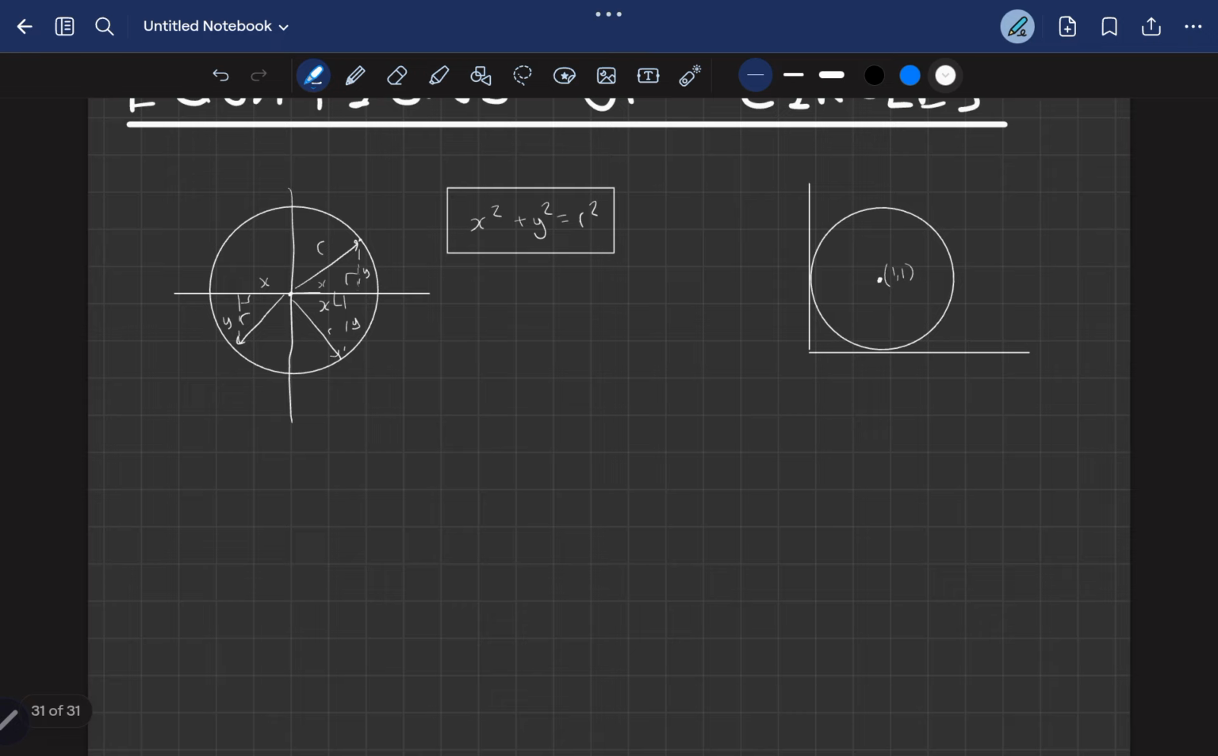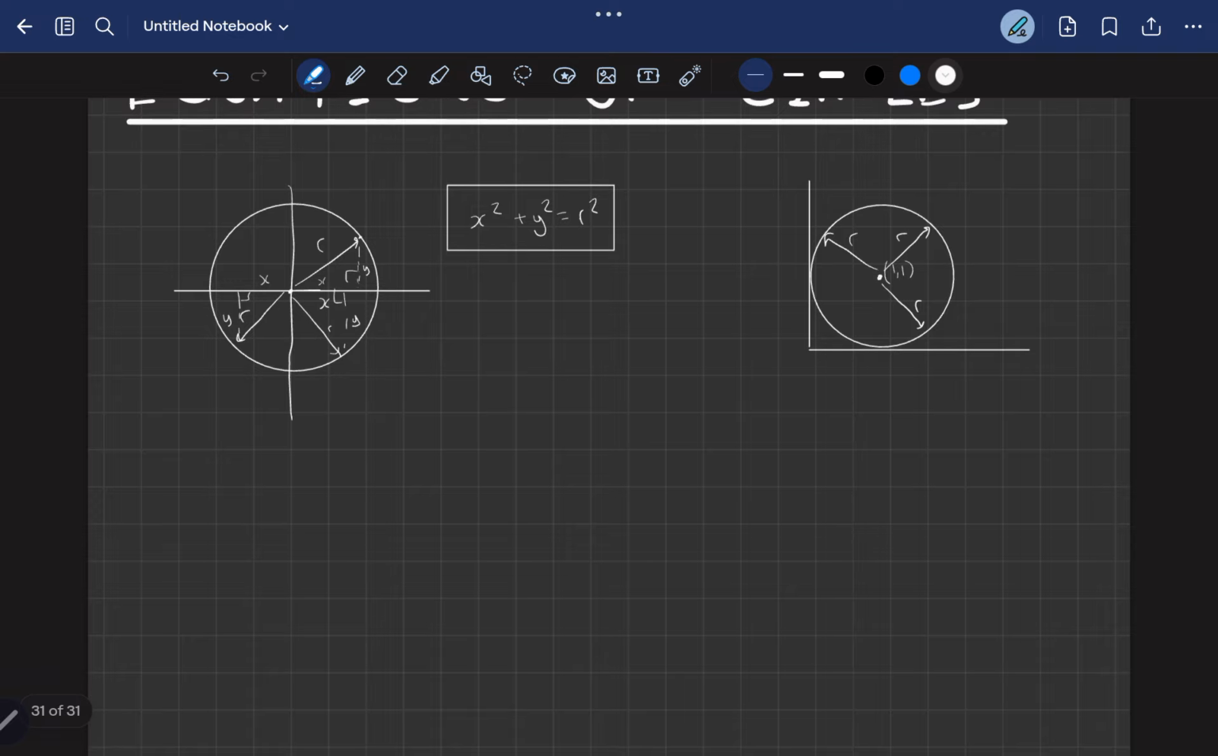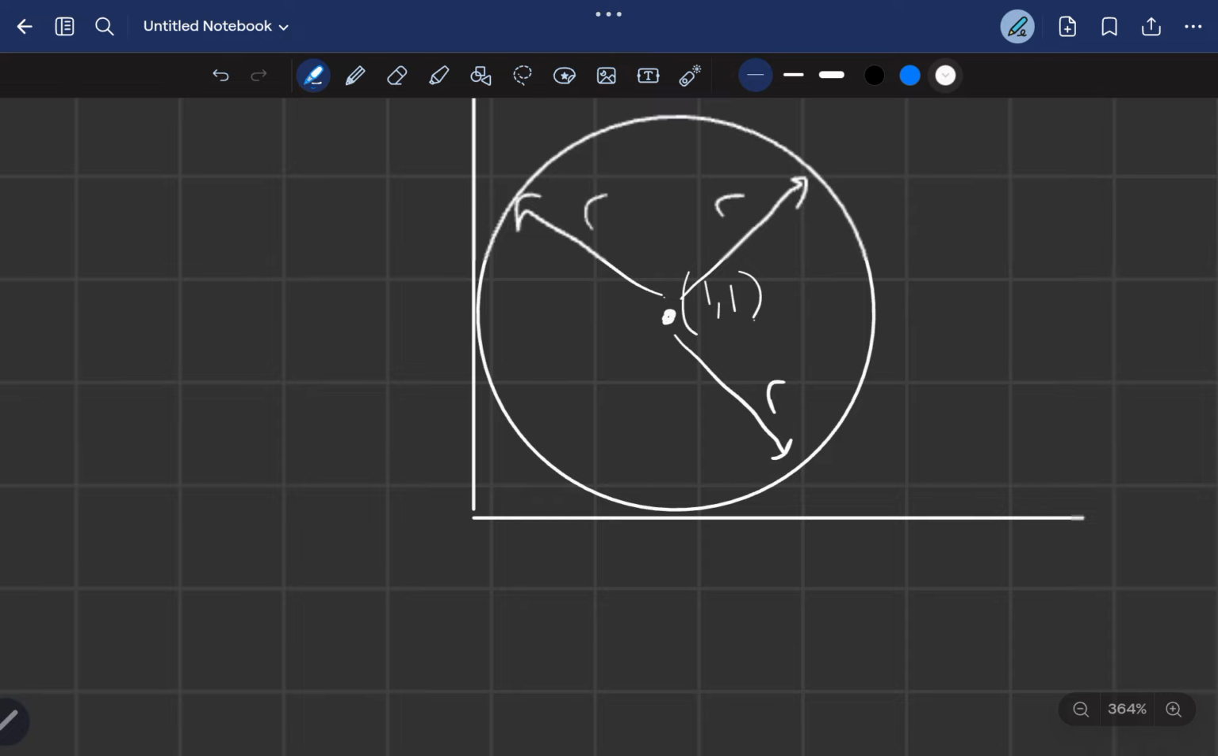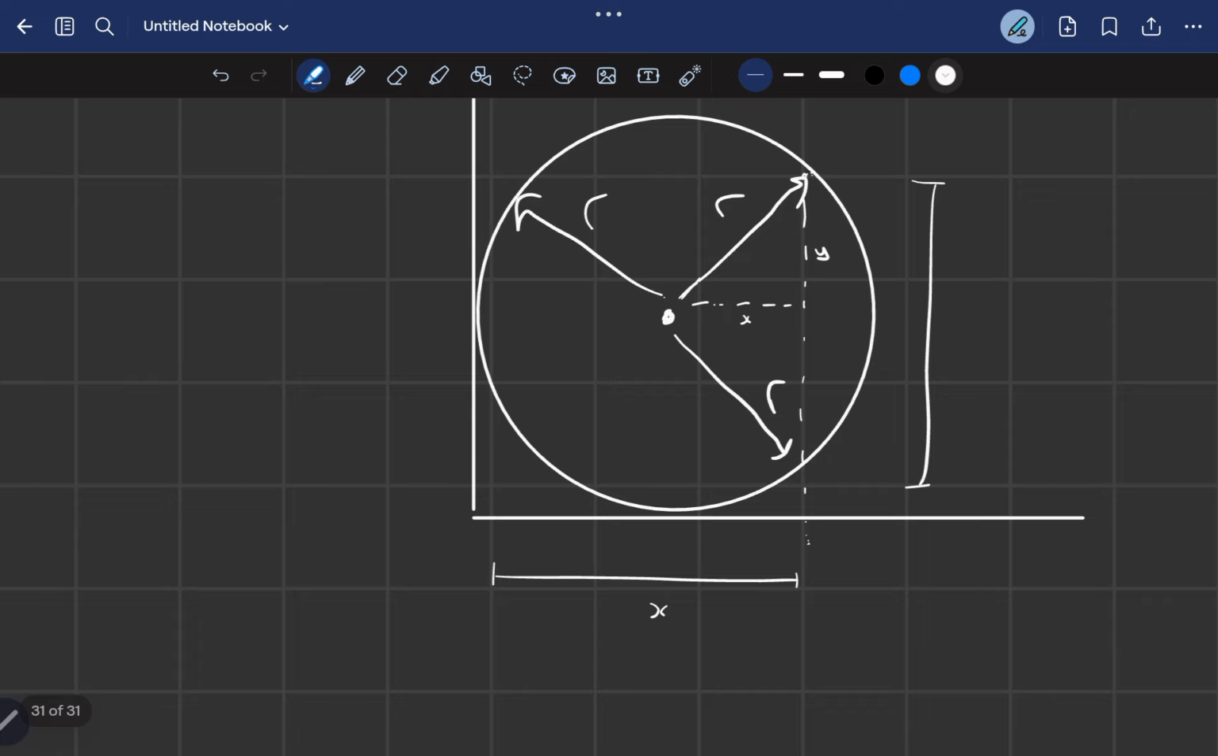So from here, let me draw like, that is the radius, that is a radius, okay? And that is a radius. Now let me zoom in. Okay, so again, this is the x, this is the y. Okay, however, the entire coordinate of this point, so this entire distance is in fact x, and this entire height is y.